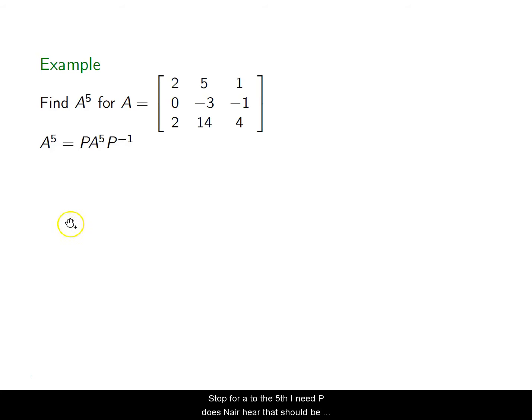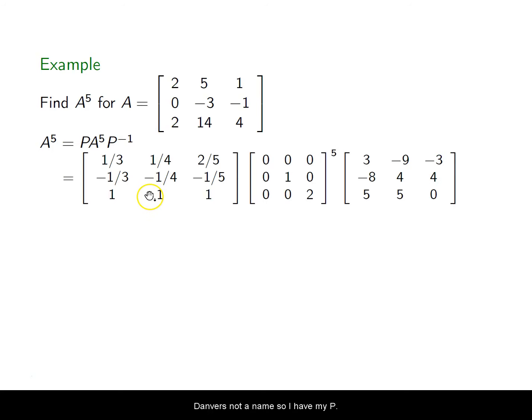So for A to the 5th, I need P. There's an error here. This should be D to the 5th. I thought I got all the errors in the write-up for this one. Apologies, you guys. But A to the 5th is P, D to the 5th, P inverse, not A. So I have my P, my D to the 5th, and the P inverse.